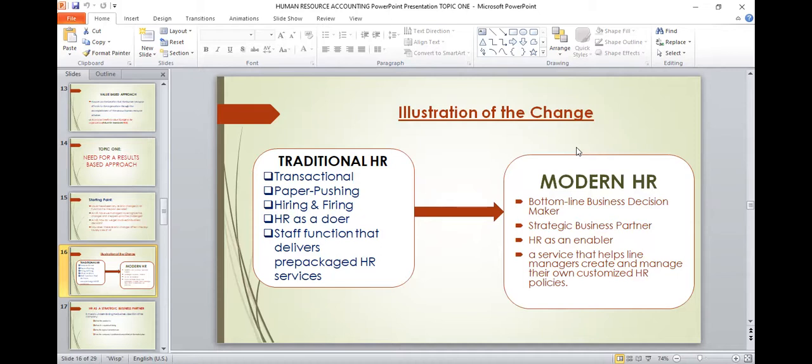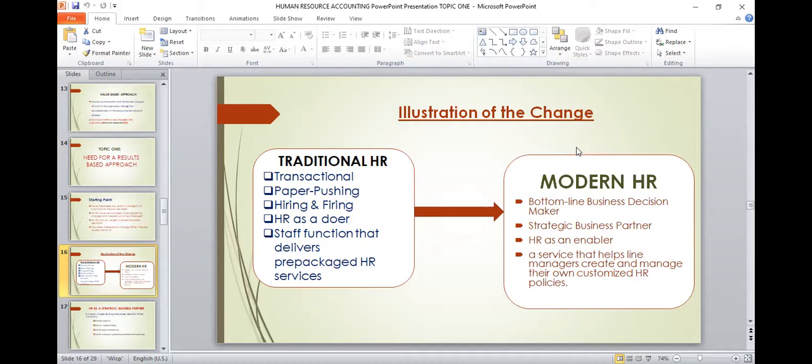We were a support function, and our duty was to deliver some pre-packaged HR services. Pre-packaged in the sense that they were imposed. They are policies that had already been put in place. These are packages that we had found in the organization, and we had to execute them the way they are. Traditional HR is not enough to demonstrate your contribution.